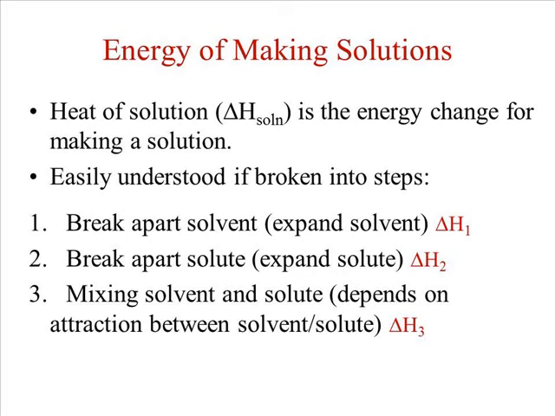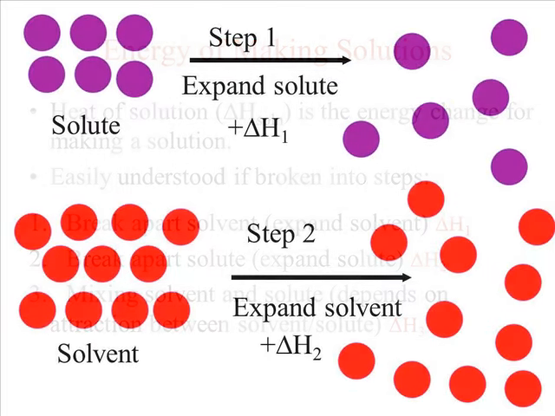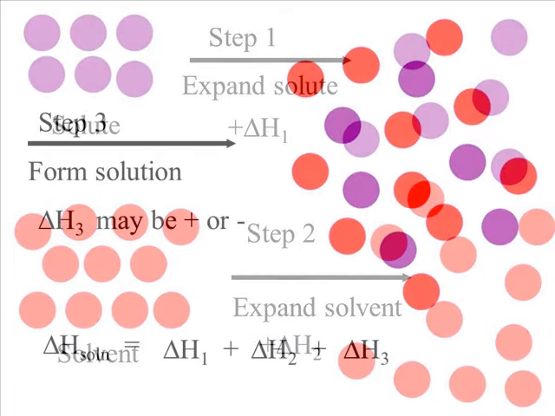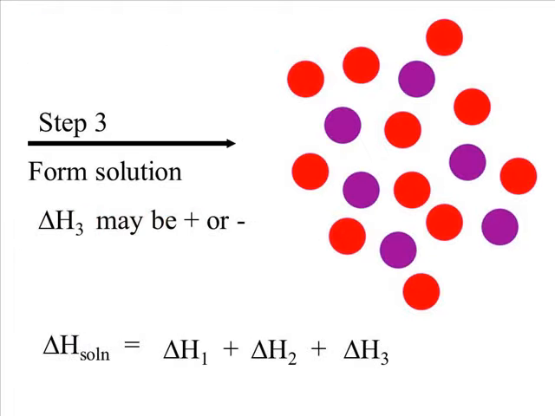Energy of making solutions is also based on your intermolecular forces. You've got to break apart your solvent, break apart your solute, and then they've got to attract each other. Some good questions that I've seen on this. If you have a polar solvent, you've got a large delta H1, like water. It takes a lot to break those hydrogen bonds. If you have an ionic solid, it takes a lot to break the ions from each other. So you've put a lot of energy into expanding the solute and solvent, but get a lot of energy back when they form because they are attracted to each other.